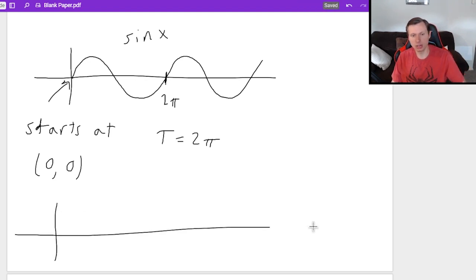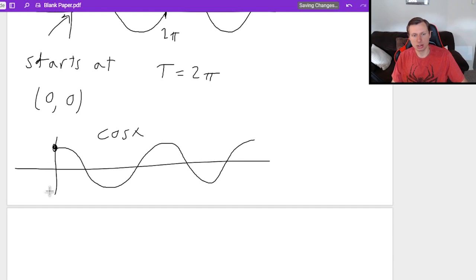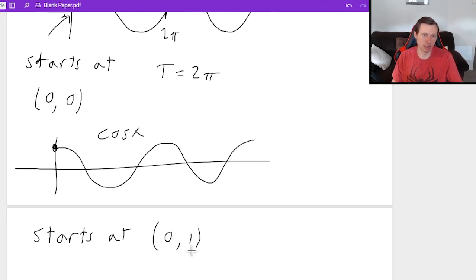And then cosine looks almost identical to it, except cosine starts right here. So this is cosine x. And you'll notice that cosine x starts at the point 0 for x, 1 for y. You start at 0, 1. But the period, which is this distance right here, because that's one full oscillation, is still 2 pi. 2 pi is the normal period for any sine or cosine function that's just normal.